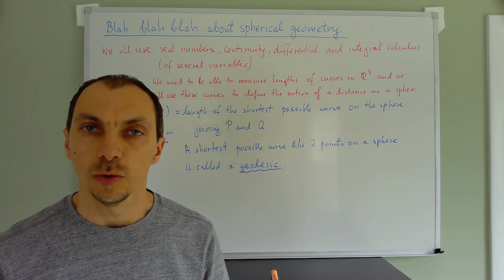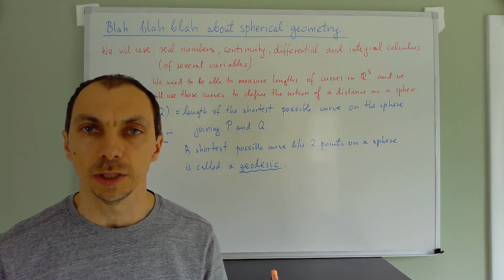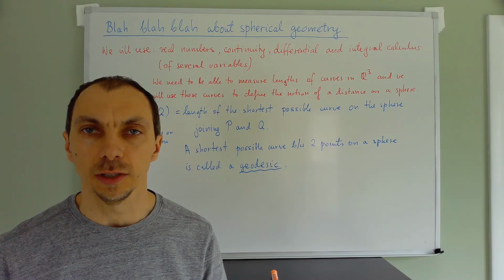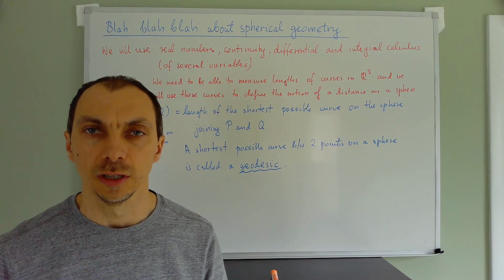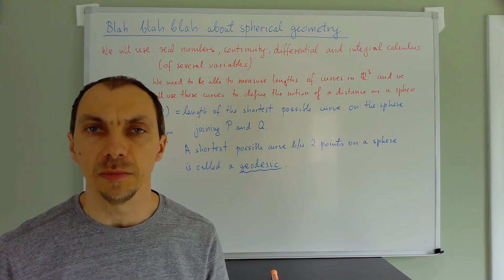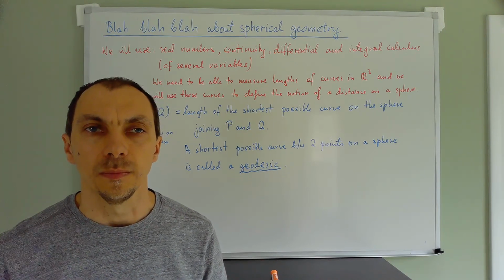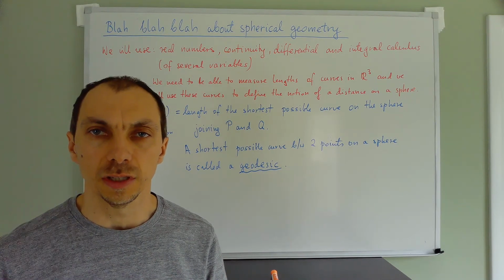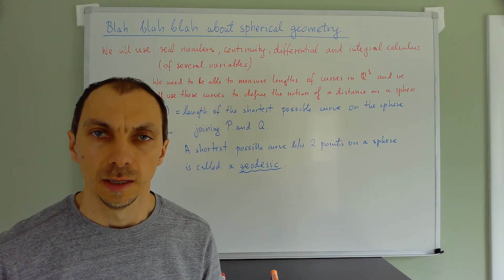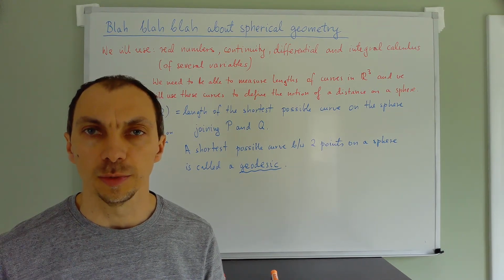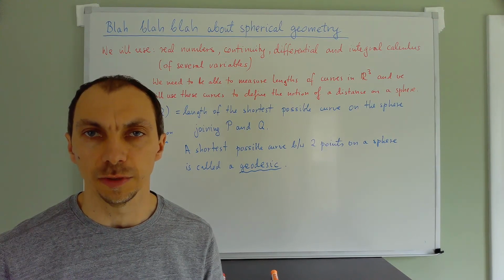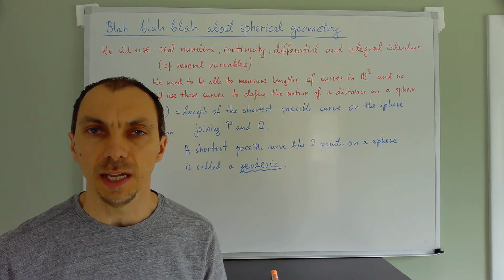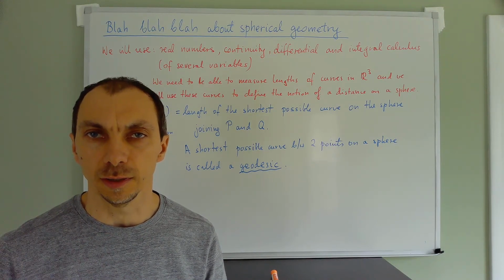So our first goal when we get to study spherical geometry is to identify what curves on the sphere are geodesics. They are sometimes called the distance minimizing curves. So the logical order of definitions here goes the following way. We will analyze all the possible curves joining two different points on the sphere. We will define the length of any curve inside R3.